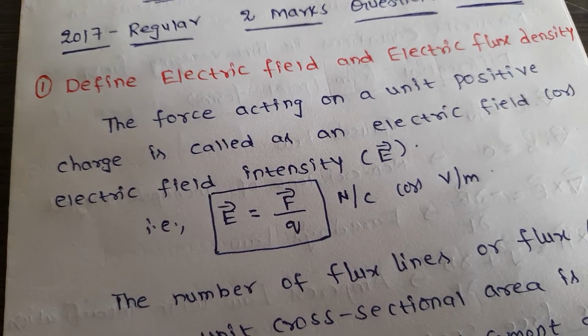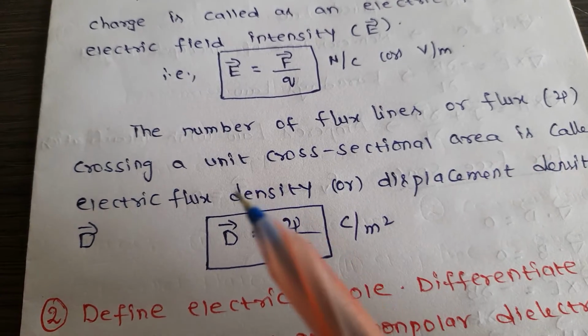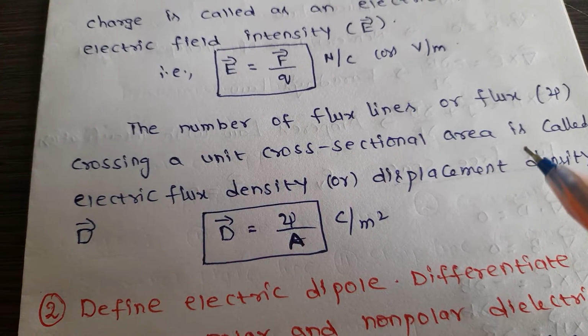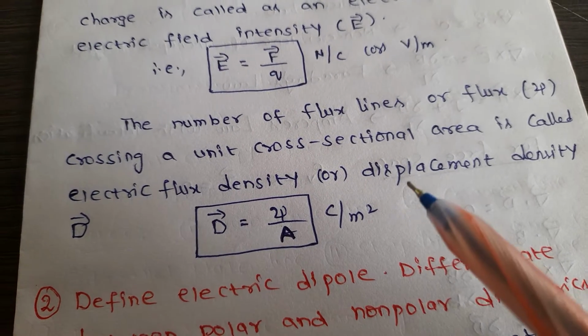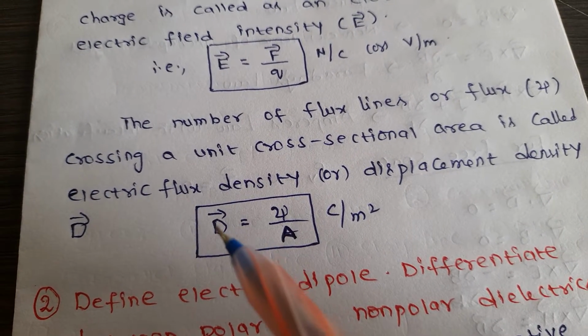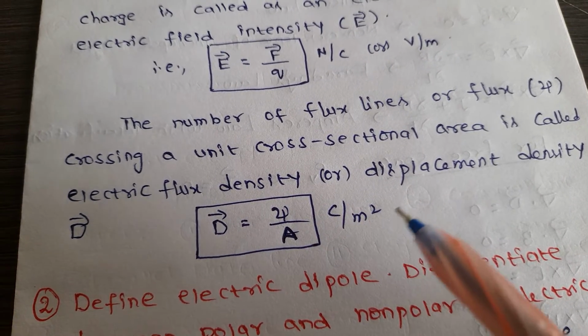Now coming back to the electric flux density. The number of flux lines, or simply flux, crossing a unit cross sectional area is called electric flux density or displacement density. This is electric flux density: flux upon unit area, coulombs per meter square.